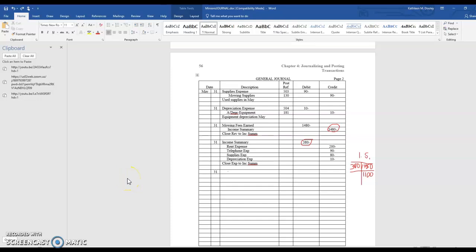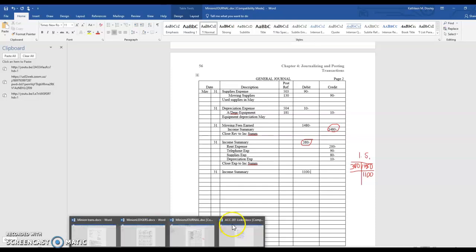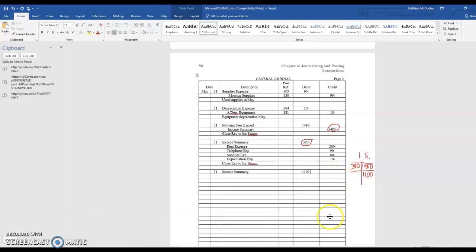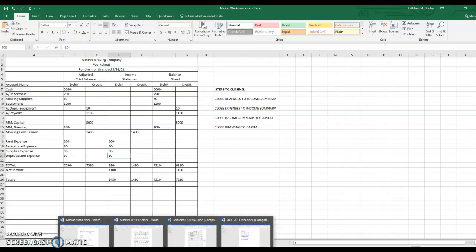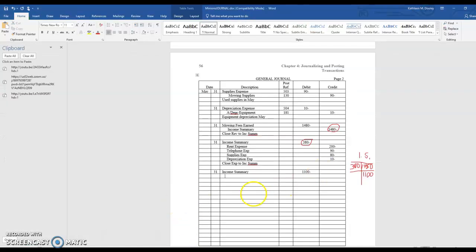Okay. All right. So we know that we need to debit income summary for the $1,100. Okay. And that will end up causing income summary to be 0. What am I crediting? This says that we need to close income summary to the capital account. So I'm going to put the 1,100 now into capital.